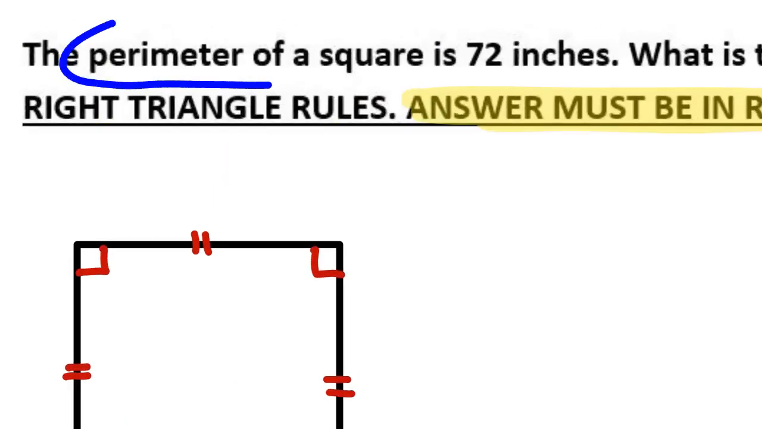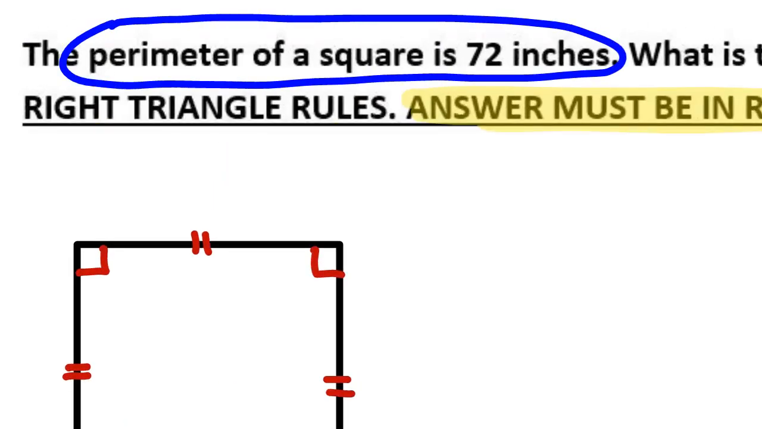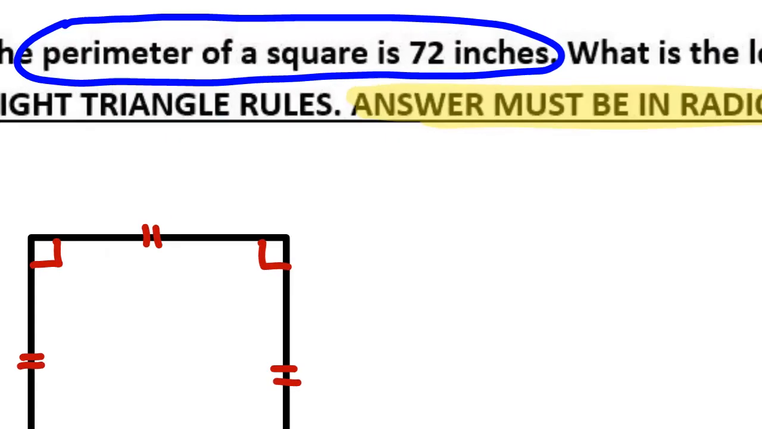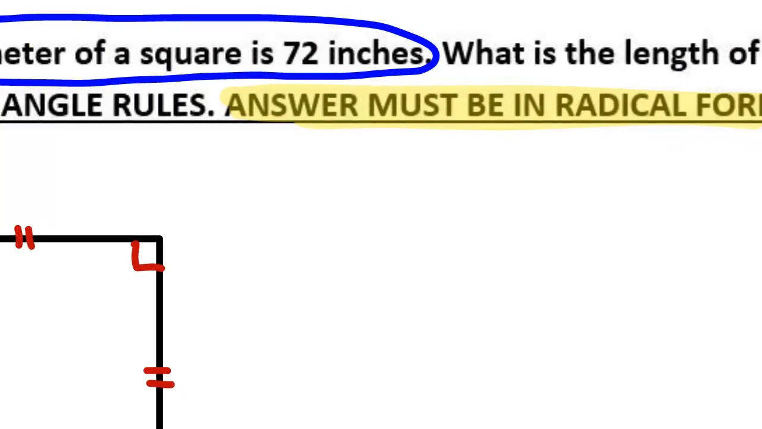It tells me that the perimeter of the square is 72 inches. How do you find the perimeter for a square? You add all the sides together. How many sides are there to add together? 4 sides, and they're all the same size, right? So how would I find the size of just one side?